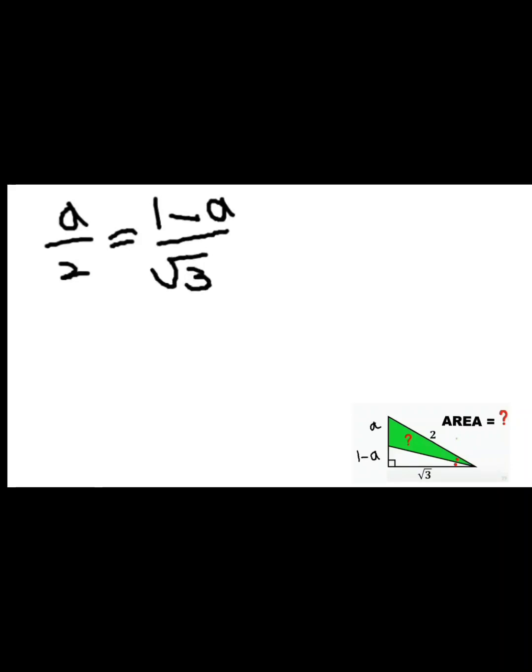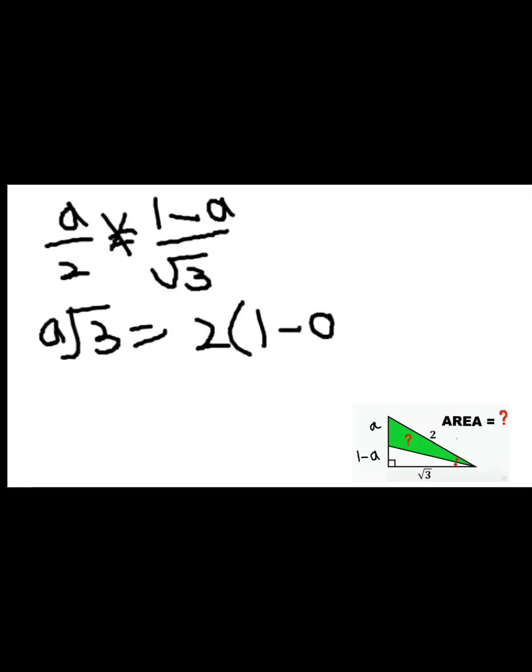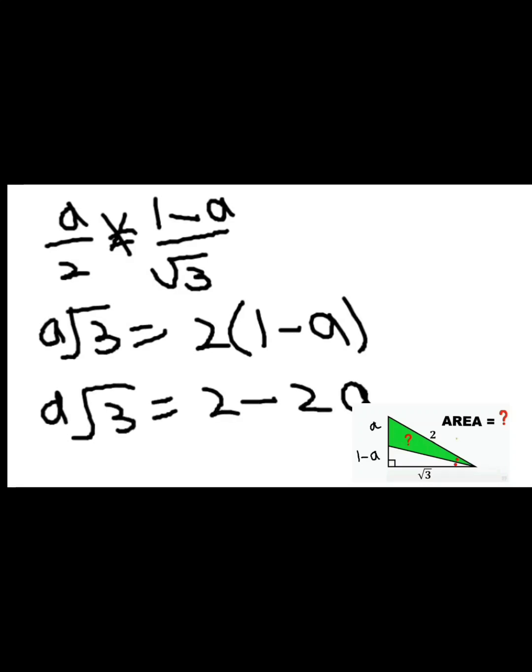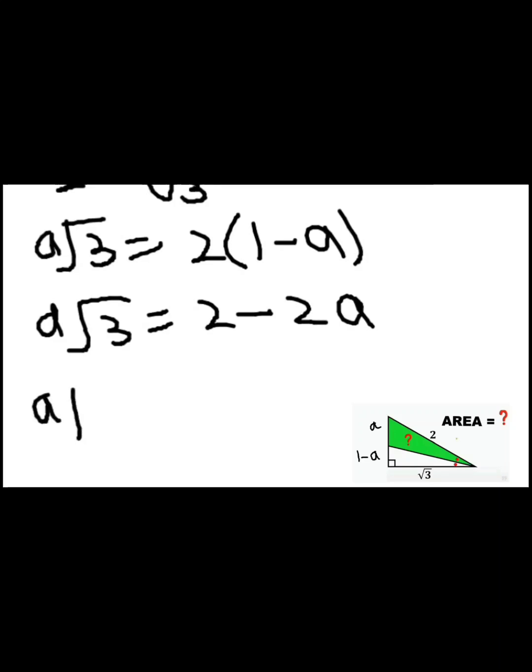For further solution, we are applying cross multiplication here. So it will be A times square root 3 is equal to 2 times (1 minus A). A times square root 3 is equal to 2 minus 2A. So A times square root 3, keeping like terms together, plus 2A is equal to 2.